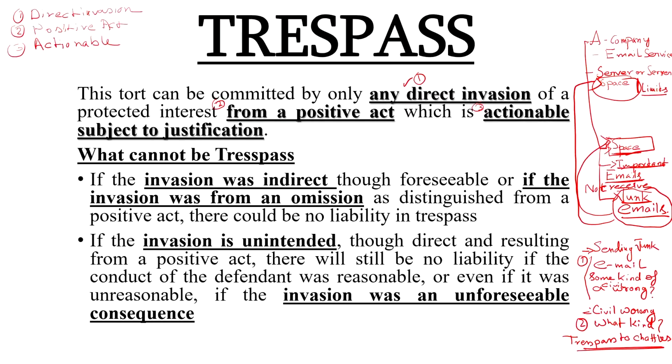Removing a manhole cover, it was foreseeable that somebody would fall, but because there was no direct invasion, it cannot be accounted for as trespass. Similarly, if the invasion is unintended, though direct and resulting from a positive act, there will still be no liability if the conduct of the defendant was reasonable, and even if it was unreasonable, if the invasion was an unforeseen consequence. So, what does this mean?